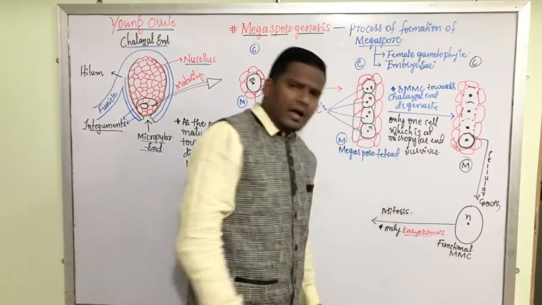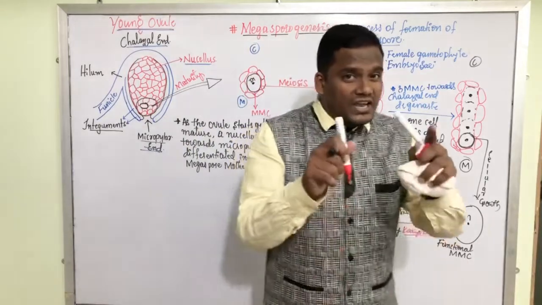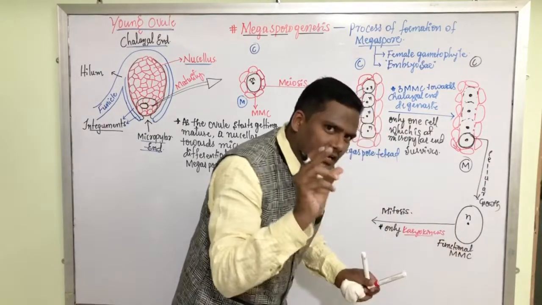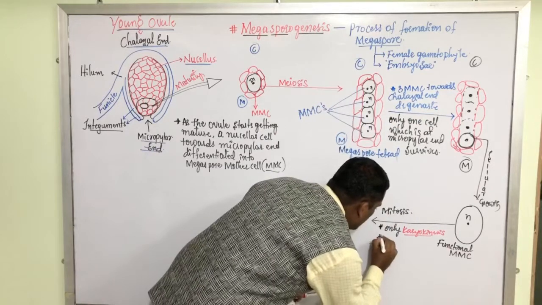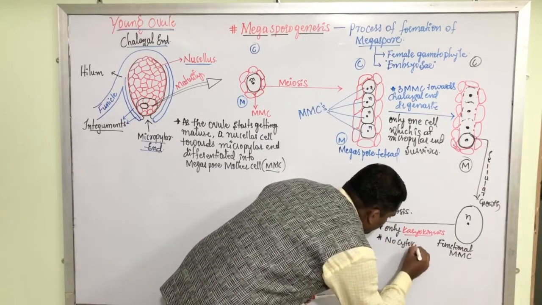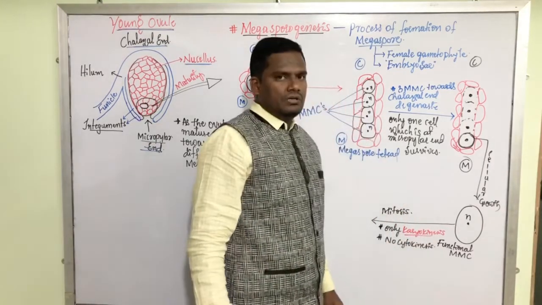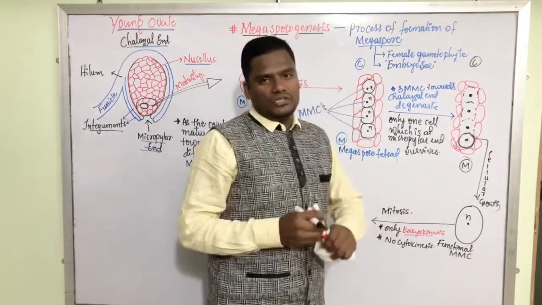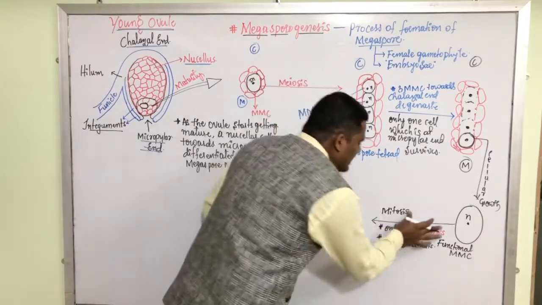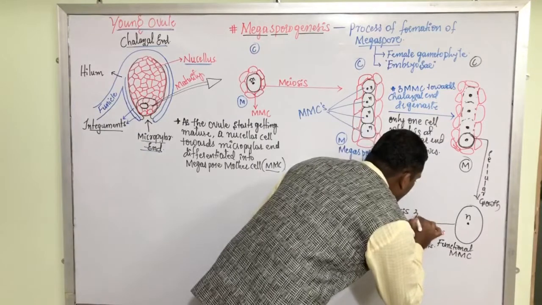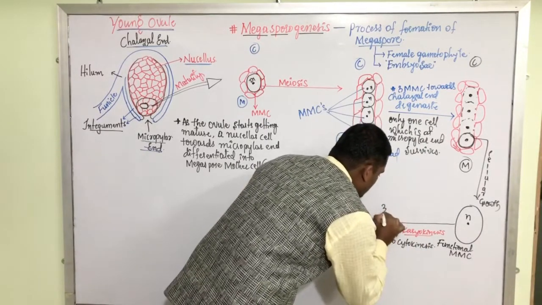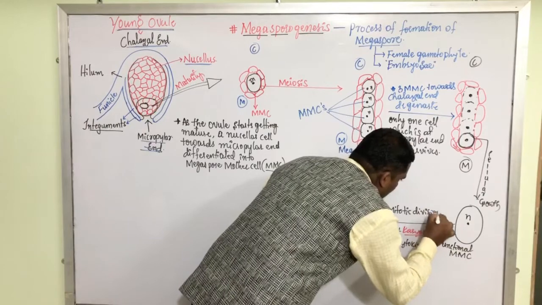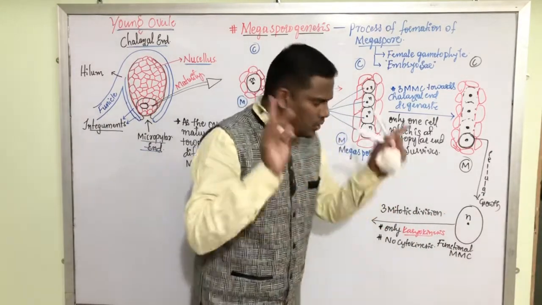What do you mean by karyokinesis, my dear friends? Karyokinesis means division of the nucleus. Here only karyokinesis takes place, means in this cell only the nucleus is getting divided. No cytokinesis, that means no division of cytoplasm. Only the nucleus is going to divide. Then how many mitoses take place? 3 mitotic divisions take place. Only karyokinesis, no cytokinesis.